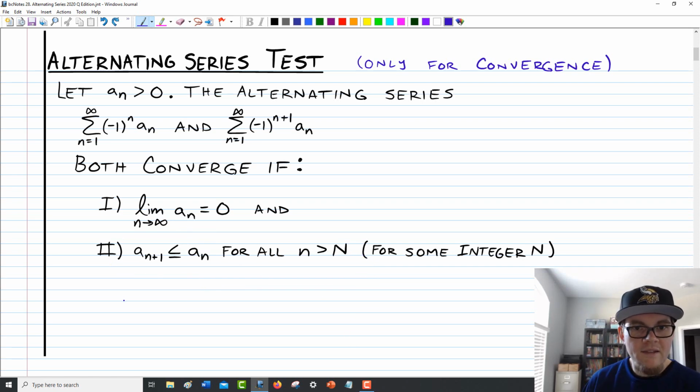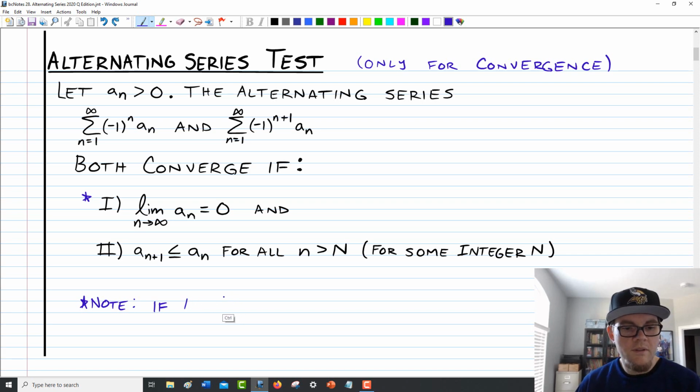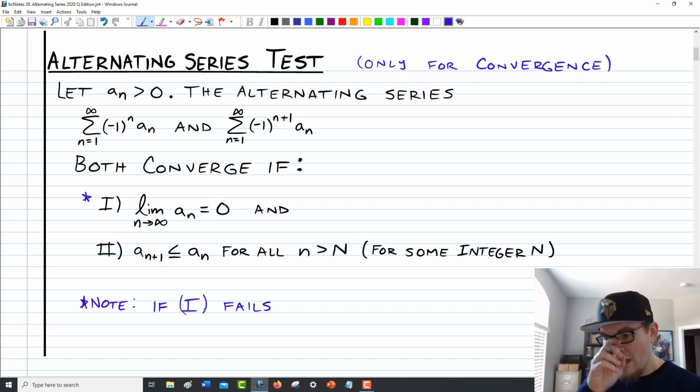And now, having said that, it talks about these separate things. Considering these two properties, the one that I think is the most relevant to bring up here is number 1. I want to note that if capital I fails, so if you're looking at this and the first property fails on your series, then that's going to mean that your series diverges.